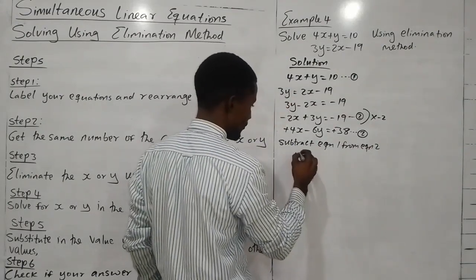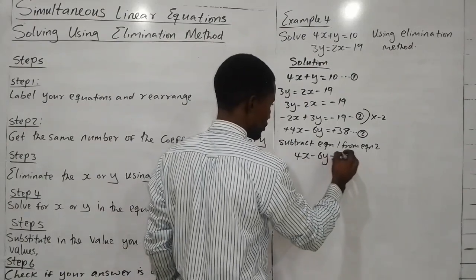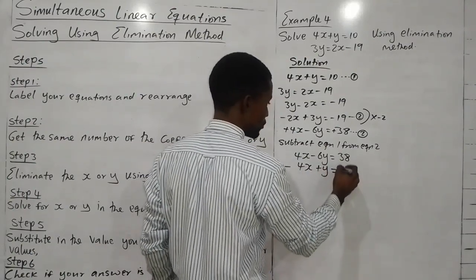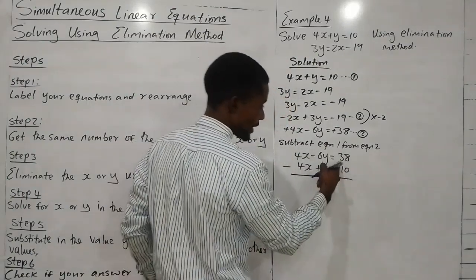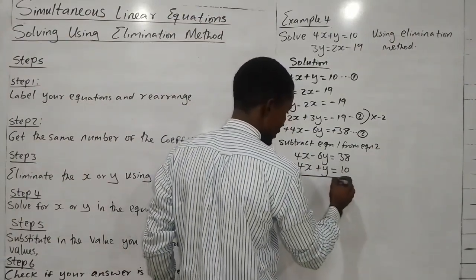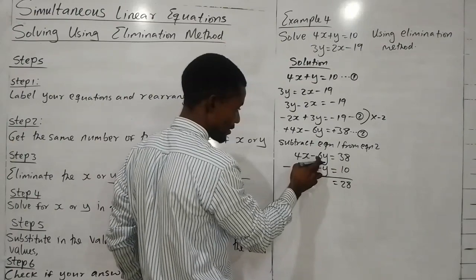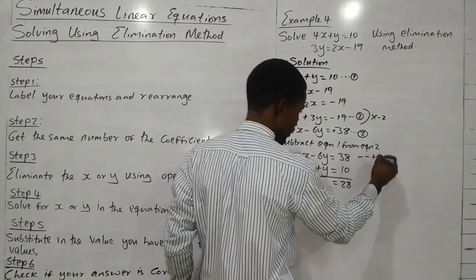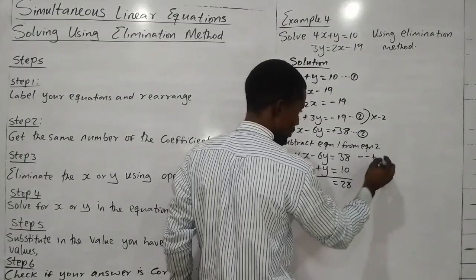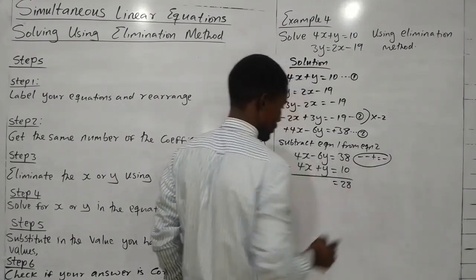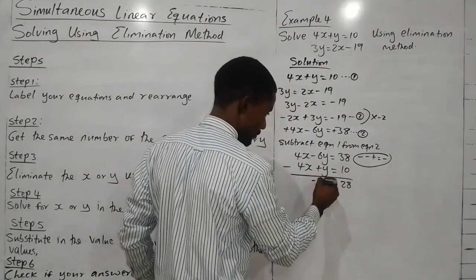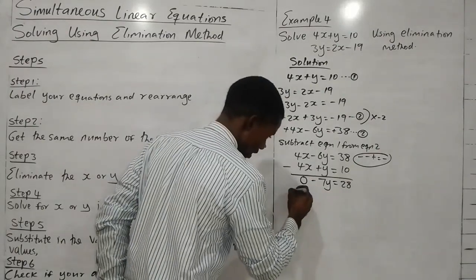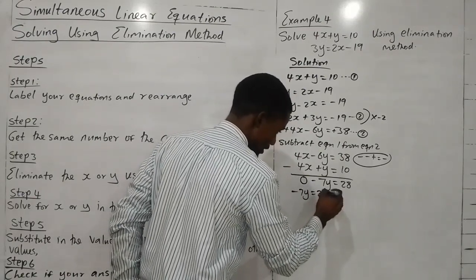So I'll have 4x minus 6y equals 38, minus 4x plus y equals 10. Let's subtract. 38 minus 10 gives us 28, equals minus 6y minus y. Minus minus is going to give us minus. Take note of that. So this will be minus 7y and 0. So we have minus 7y equals 28.